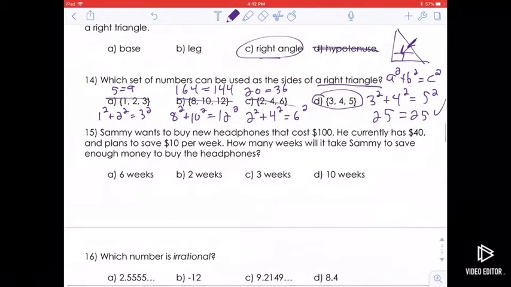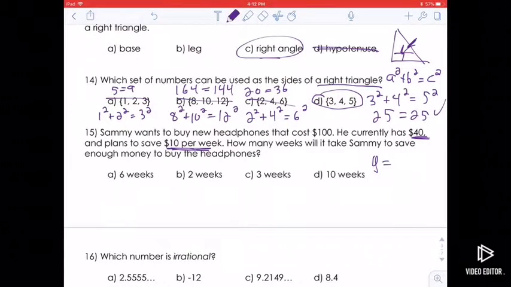Sammy wants to buy new headphones that cost $100. He currently has $40 and plans to save $10 per week. So I can make a linear equation here: y equals 10x plus 40, where x is the number of weeks and y is the amount of money he has saved.